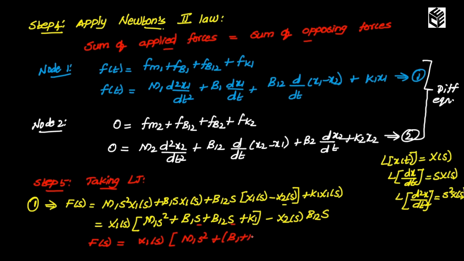Therefore, (b1 + b12) s + k1 - x2(s) b12 s. I am going to take this as equation number 3. Now, I am going to apply Laplace transform for the second equation.